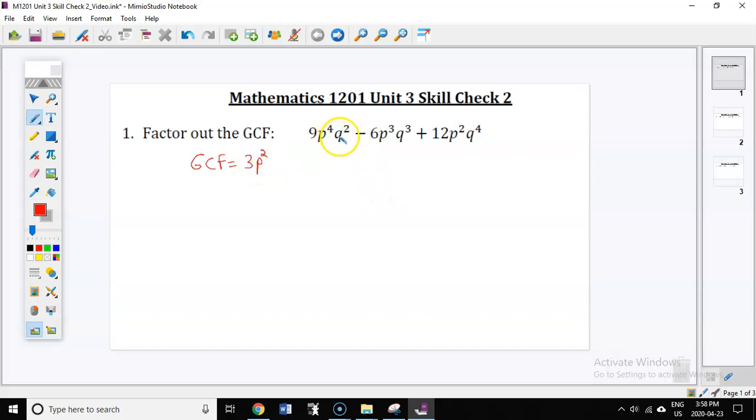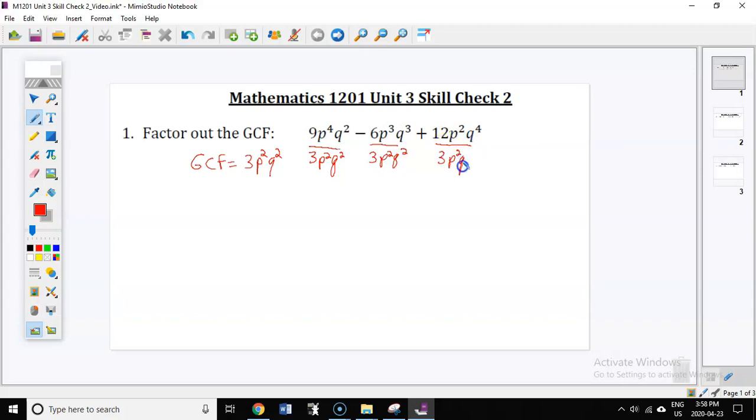And then same for the q. Q is in every term, but I've got squared, cubed, and 4. So the most I can factor out is q squared. So like in the notes, you would divide each term by 3p squared q squared. So take your time to write that out if you need that as a guide.